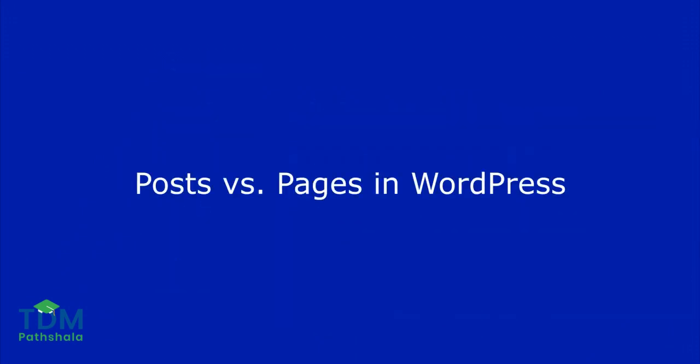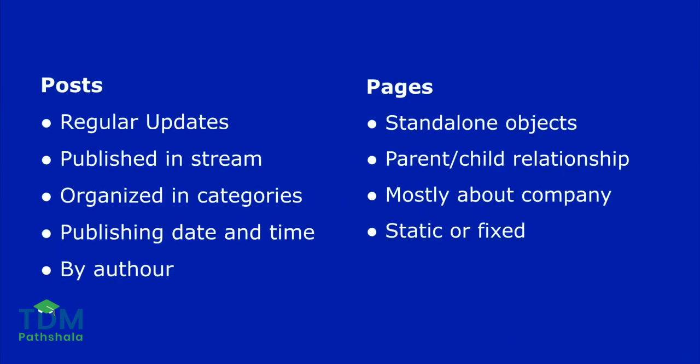What are the differences between posts and pages in WordPress? To talk about this, posts are regular updates and are published in a stream. They are organized by categories and tags, by publishing date and time, and by the author. Pages, on the other hand, are published as standalone objects. They're only organized based on parent or child relationships.